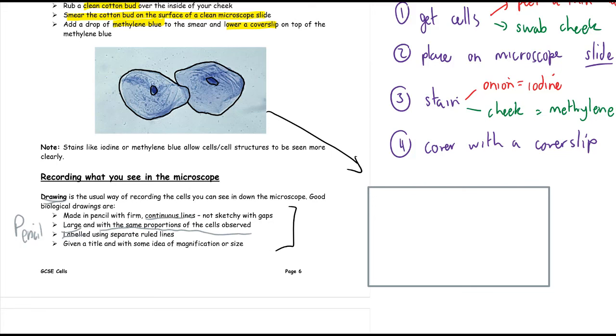So this one we'll start off with first. It needs to be smooth, continuous lines, not sketchy. So this would be an example of sketchy lines. They need to be continuous.